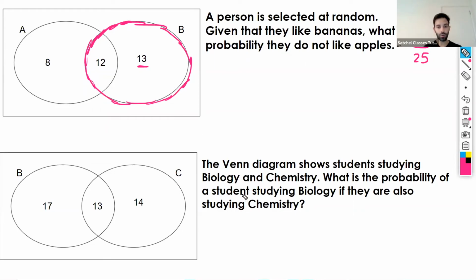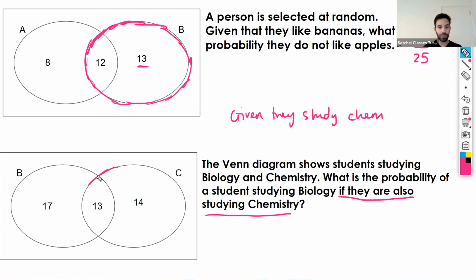All right, and the last question, it says the Venn diagram shows students studying biology and chemistry. What is the probability of a student studying biology if they are also studying chemistry? So here we need to sort of break down the wording here. It says, what is the probability of a student studying biology if they are also studying chemistry? So if they are studying chemistry, that means given that they are studying chemistry, what is the probability that they also study biology?